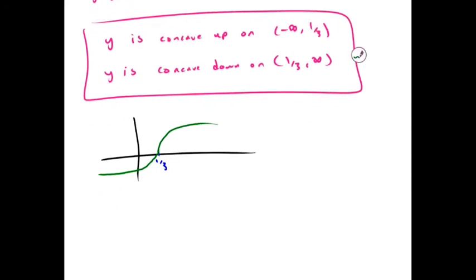And in fact, there's actually a vertical tangent line here. That's why y prime doesn't exist at 1/3. So yeah.